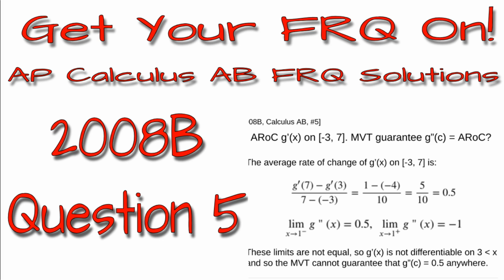This question is from 2008, Form B. It's question 5, and it is not calculator active. In the question stem, we're given a function g known to be continuous. We're given that g of 2 is equal to 5, and the graph of the derivative g prime is a piecewise function consisting of 4 line segments. The function g and its derivative are defined on the interval from -3 to 7.